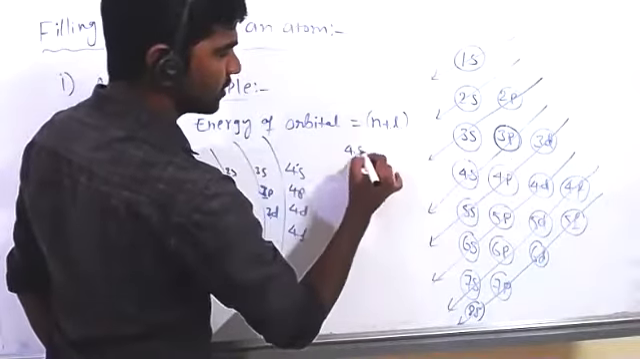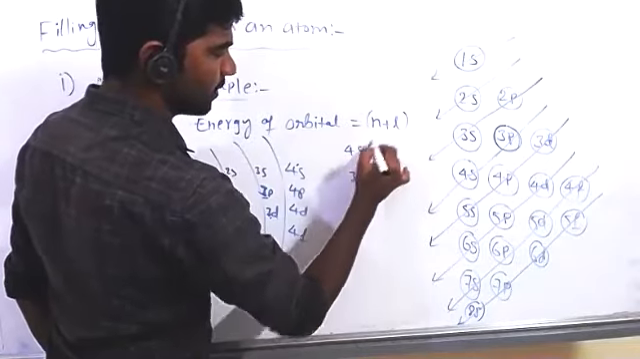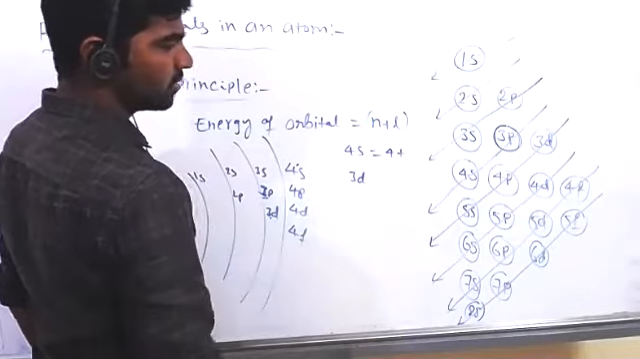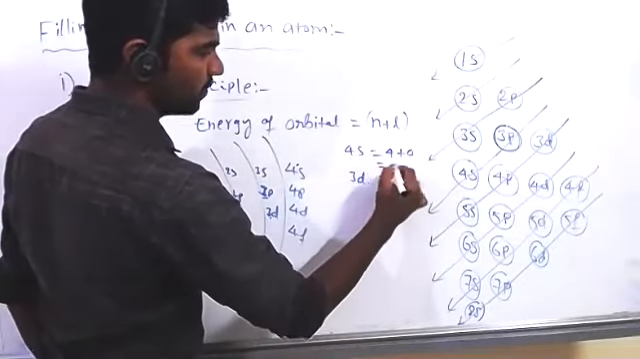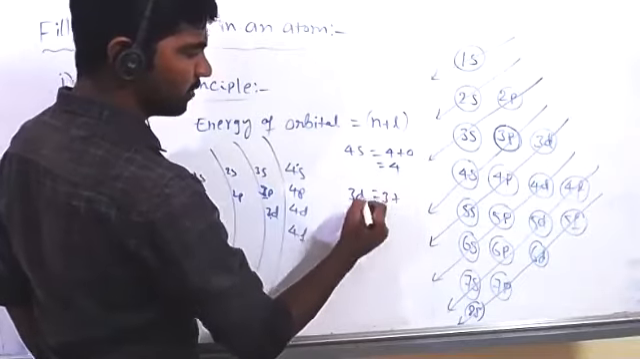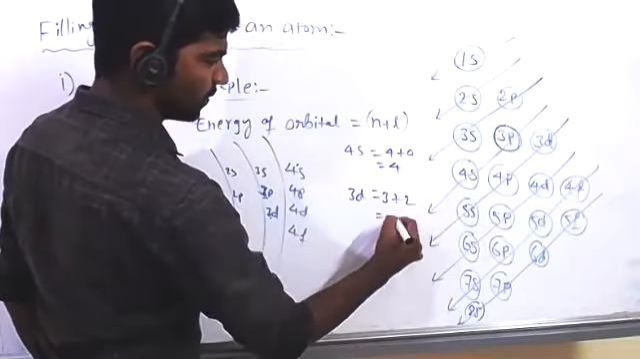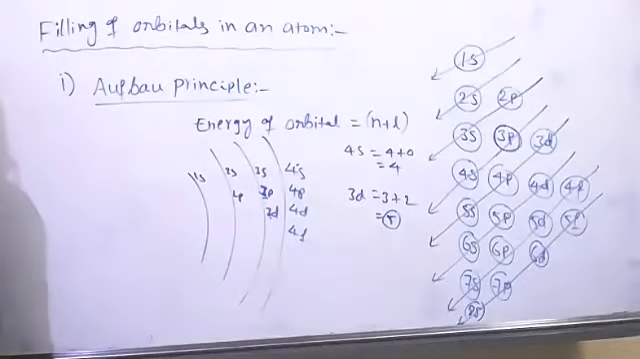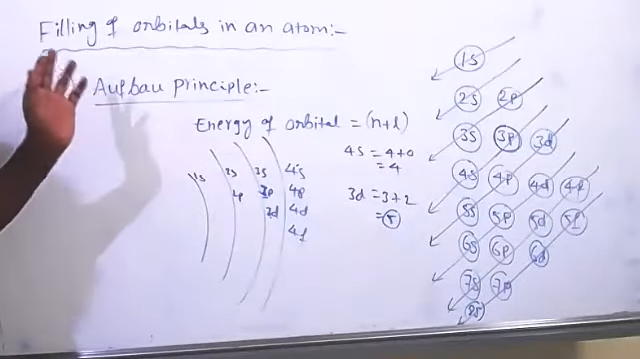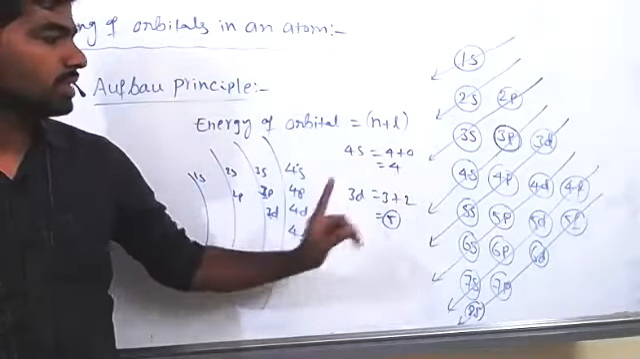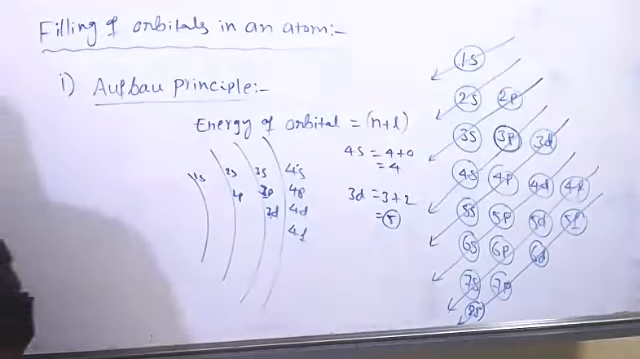4s and 3d: apply the n plus l rule here. 4 plus l, where s is 0, so the total value is 4 only. For 3d, 3 plus the l value for d orbital, which is 2, gives 5. So the bigger the number, the higher the energy. According to the above principle, electrons first go into low energetic orbitals. 4s, and after filling 4s, electrons come to the 3d orbital.